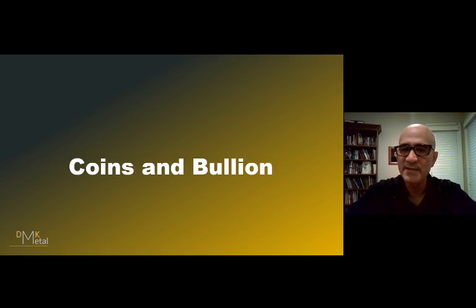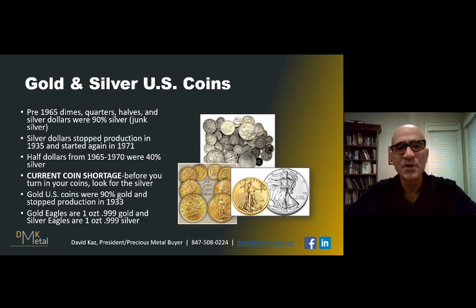Let's talk about coins and bullion. In the United States, up until 1965, dimes, quarters, halves, and silver dollars were 90% silver, and that is known as junk silver for collectors. But it's definitely not junk. It was 90% silver, 10% copper, and there were also gold coins made in the U.S. that were 90% gold and 10% copper, up until 1933.